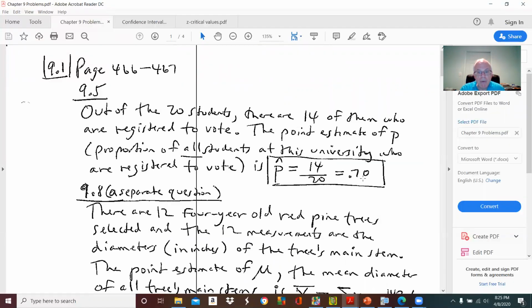And the answer is 0.7. So that is our estimate. That is our p hat, our point estimate of the proportion of all students at this university who are registered to vote. Okay, so we used our sample data and came up with 14 divided by 20, 0.7.